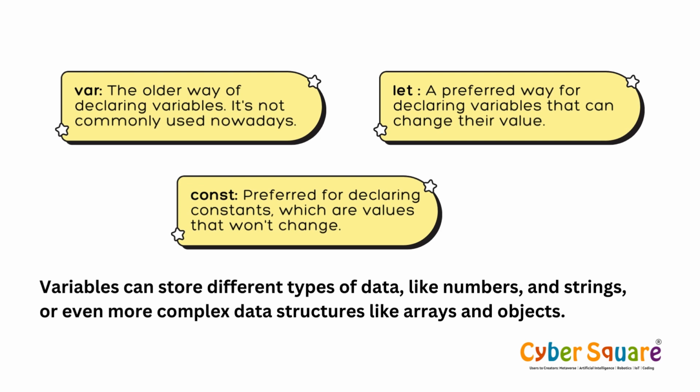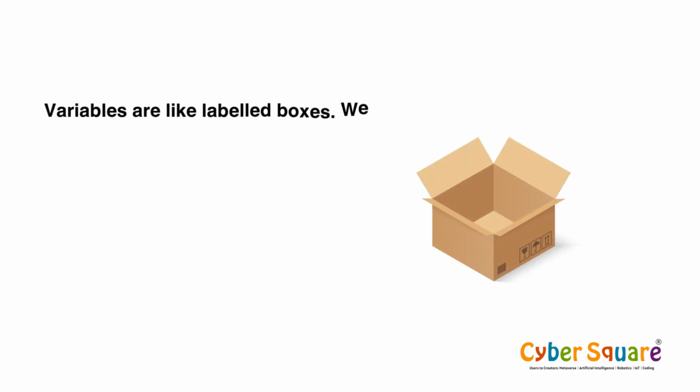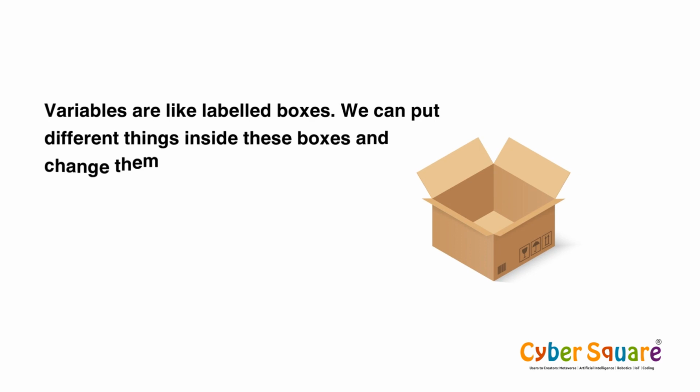Variables can store different types of data, like numbers and strings, or even more complex data structures like arrays and objects. Variables are like labeled boxes. We can put different things inside these boxes and change them whenever we want.